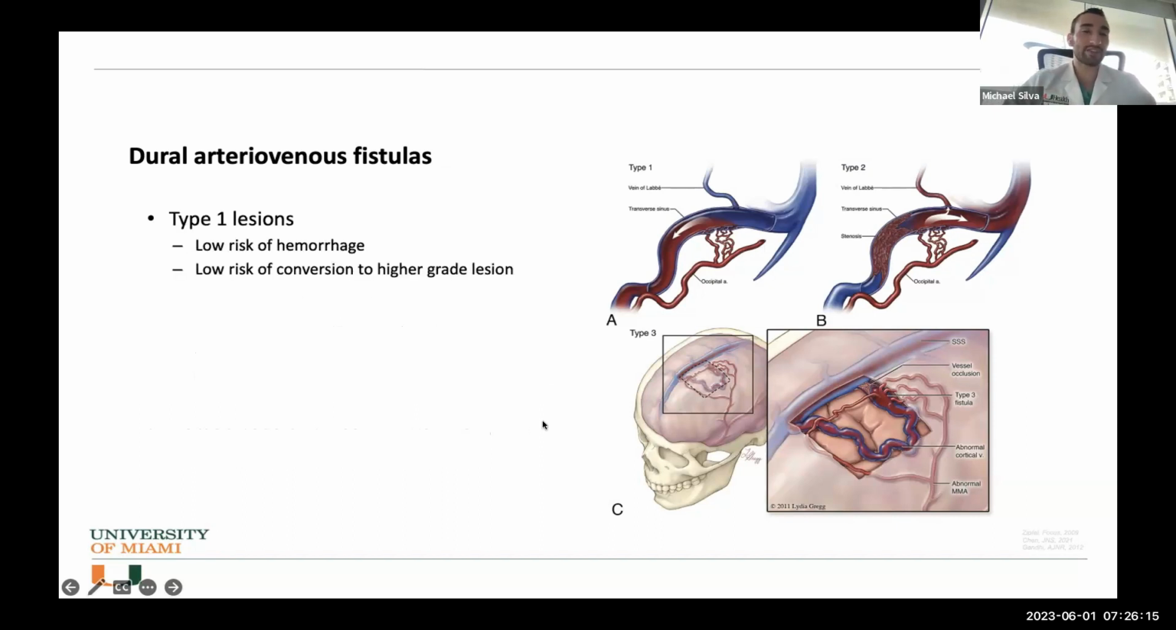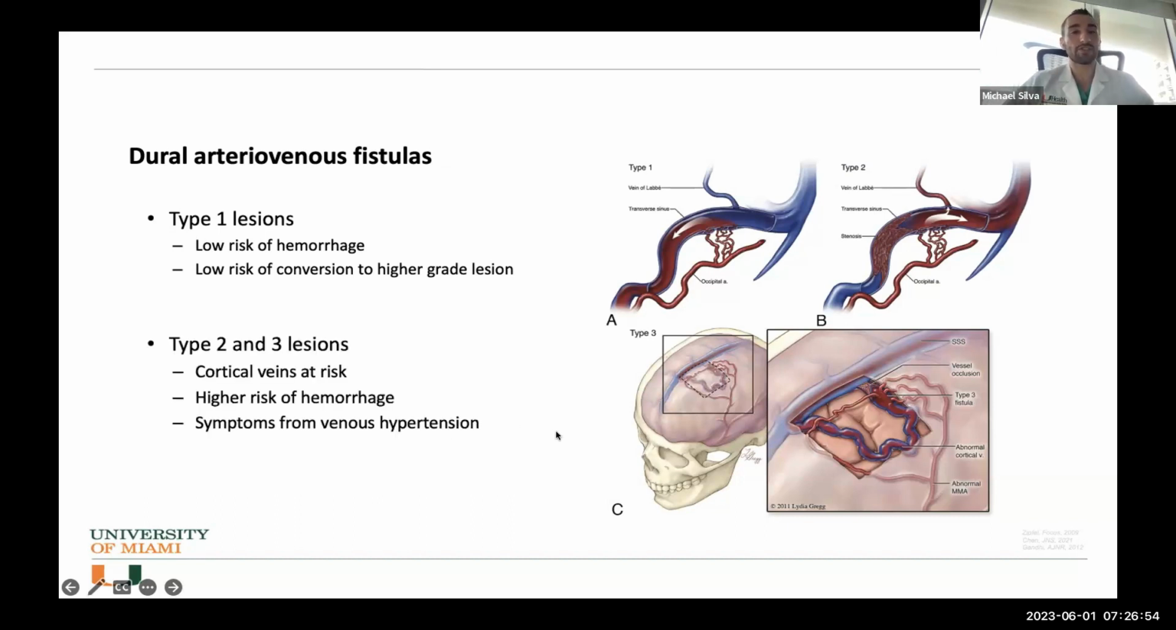So again, we're back to classification systems, but it's less about memorizing the classification system and more about understanding why people think about fistulas this way. So type 1, these are the lowest risk lesions. You can think about arterial blood dumping through the fistula into a sinus, and draining anterograde. These have a very low risk of hemorrhage and tend to have a low risk of converting to a higher lesion, although they can. And in this case, again, the arterial blood is flowing in the correct direction in the vein. You're not having any reflux into the upstream veins, and you're not having any reflux into the cortical veins, which means that you don't have that hemorrhage risk that we talked about.